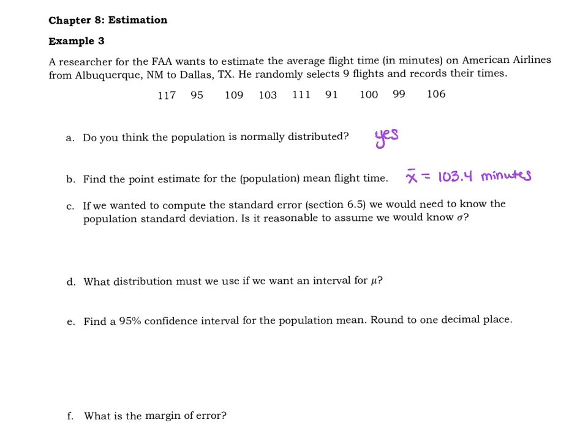All right, if we want to compute the standard error, which goes back to section 6.5, standard error, by the way, is sigma over root n, we would need to know the population standard deviation. Well, it's probably not reasonable to assume we would know sigma because we're probably not looking at every single flight ever flown on American Airlines from Albuquerque to Dallas, Texas. So it's not reasonable to assume we would have that value.